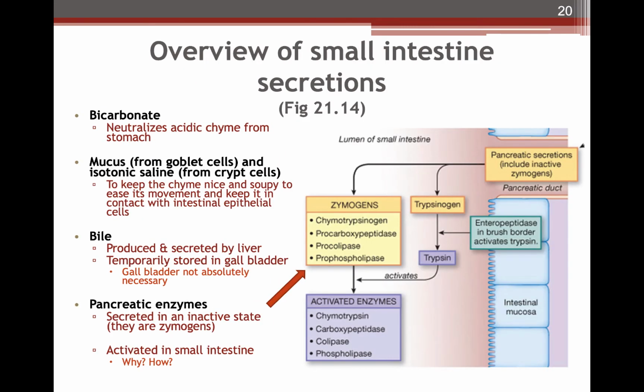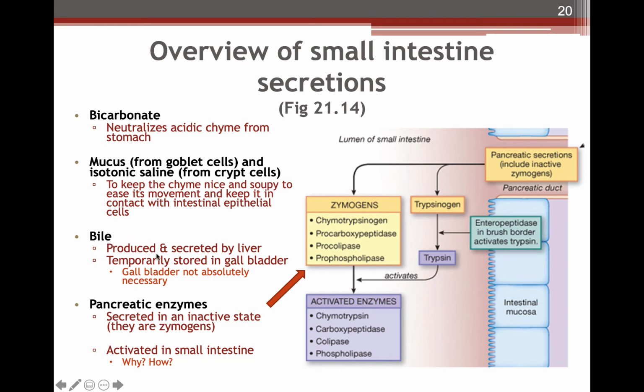So this is a figure from your textbook showing these pancreatic secretions coming from the pancreatic duct into the lumen of the small intestine. So what do these pancreatic secretions include? Well, they include a lot of bicarbonate, because we're going to need that to neutralize the acidic chyme coming from the stomach, make a more alkaline pH for the enzymes of the small intestine. We got to keep it all sloshy and soupy, of course. So mucus and isotonic saline are a big component of these pancreatic secretions as well.